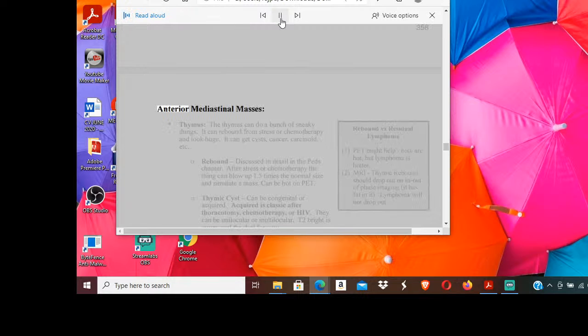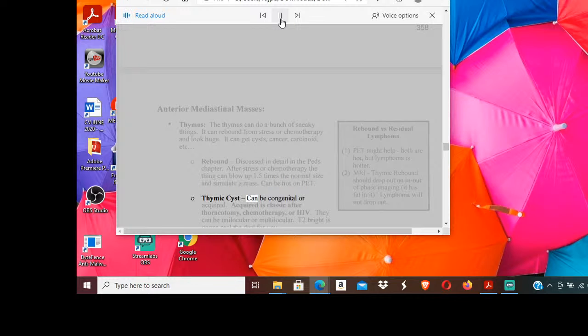358. Anterior mediastinal masses. Thymus. The thymus can do a bunch of sneaky things. It can rebound from stress or chemotherapy and look huge. It can get cysts, cancer, carcinoid, etc. A rebound, discussed in detail in the PEDS chapter. After stress or chemotherapy the thing can blow up 1.5 times the normal size and simulate a mass. Can be hot on PET.